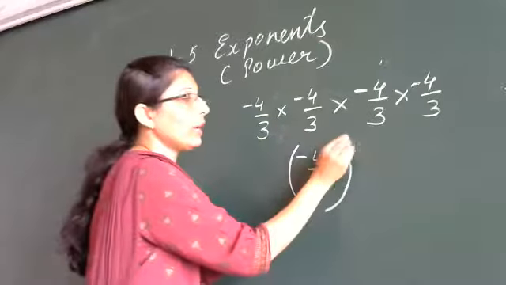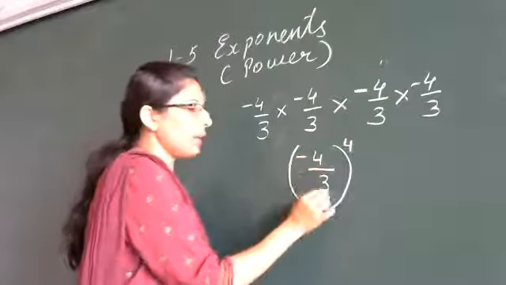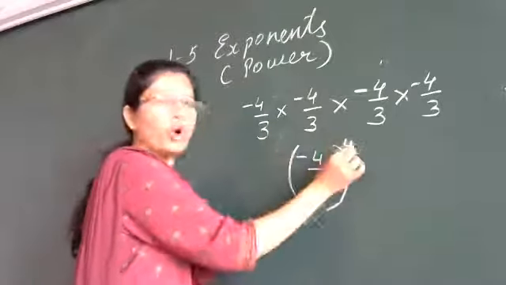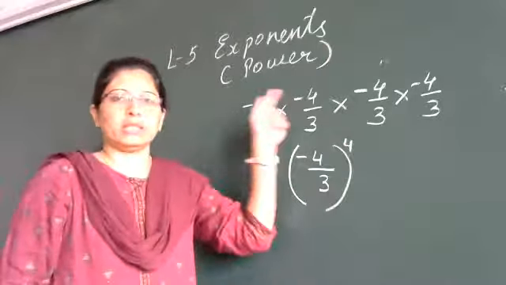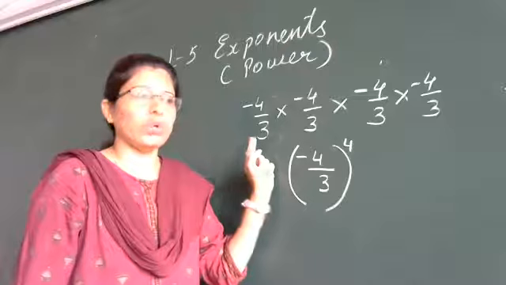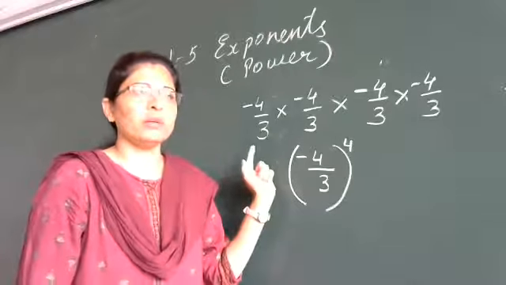Yes. What will come here? 4. That means minus 4 by 3 raised to 4. So this is the exponential form of this example. Understood how to write exponential form?